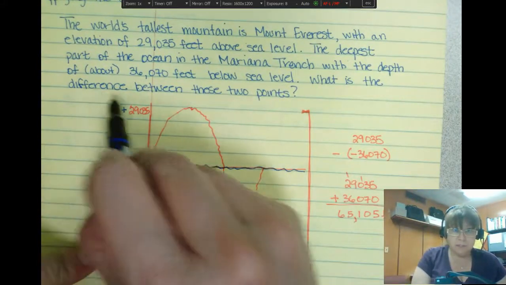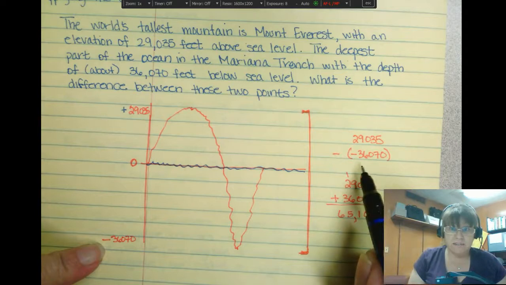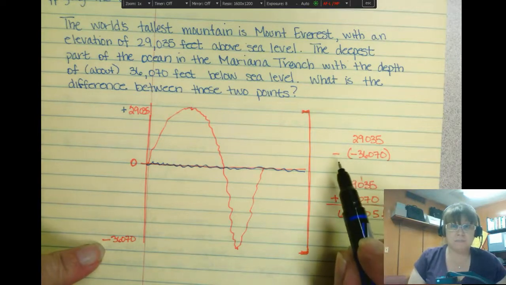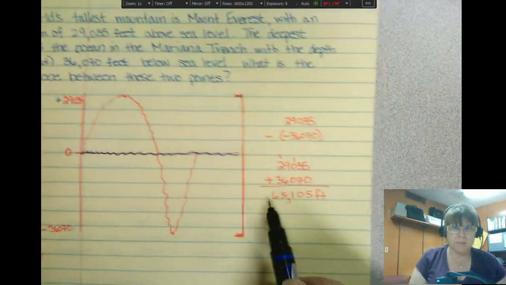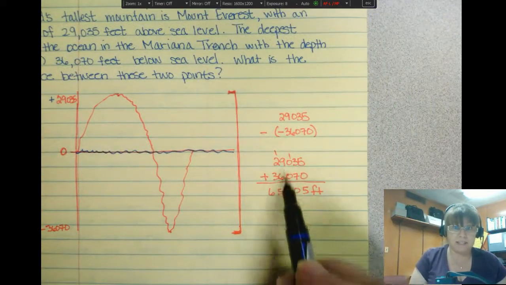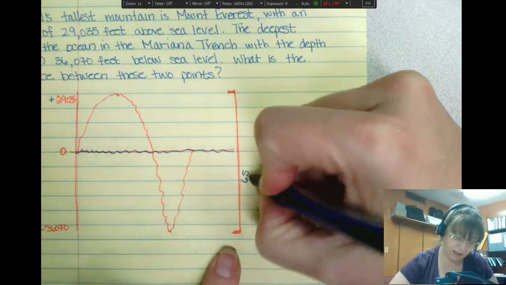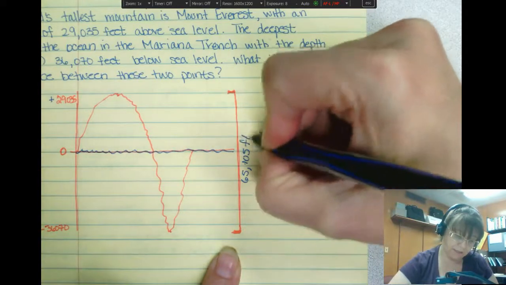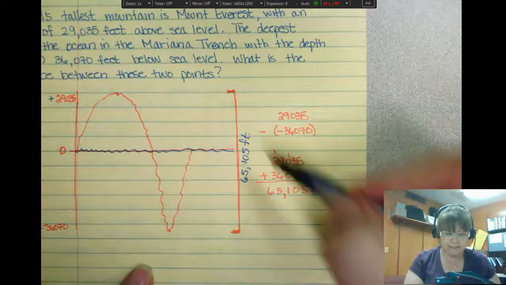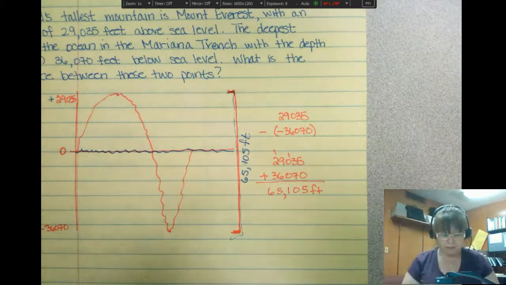The difference between the 2 points is going to be subtraction. But the subtraction of a negative number is the opposite of a negative number, which is a positive number, so we end up adding the two distances to get the total distance of 65,105 feet. And think about it, doesn't it make sense that this whole entire distance is really big?